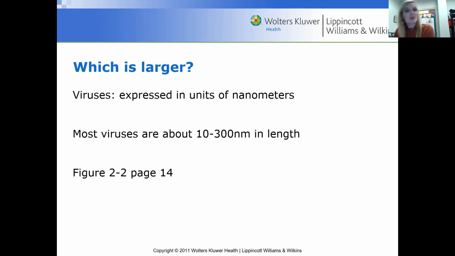But even smaller than that, viruses. Viruses, again, are expressed in units of nanometers. Once again, they are about 10 to 300 nanometers in length. It does give you the figure here.